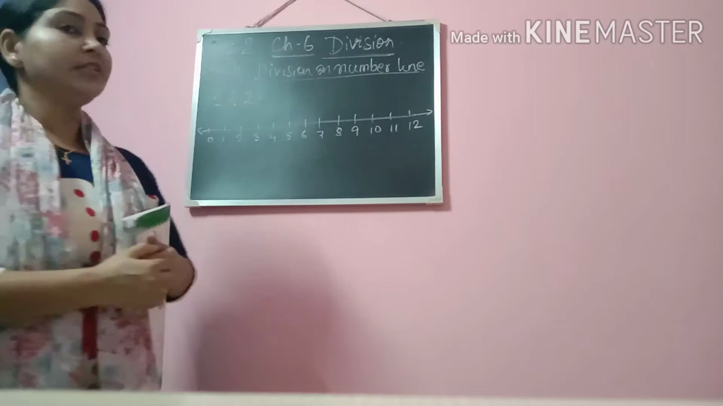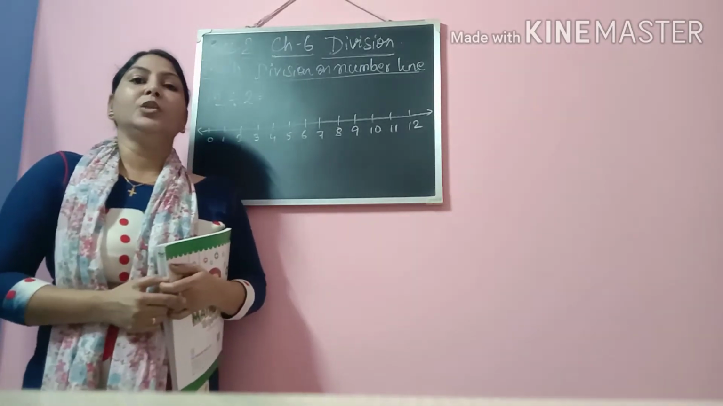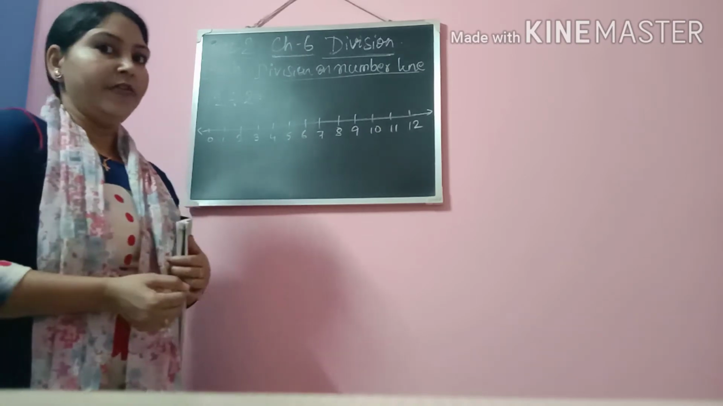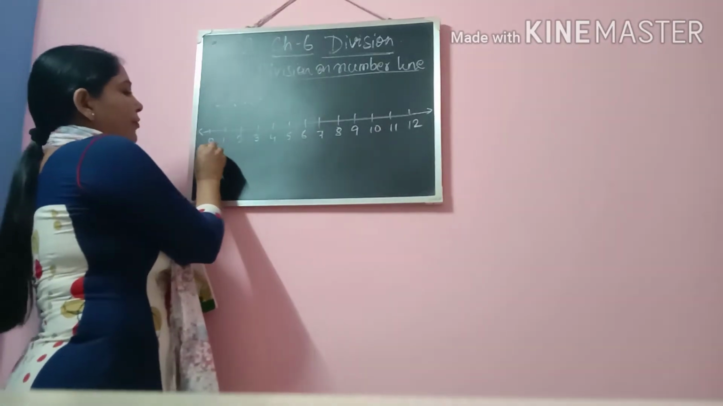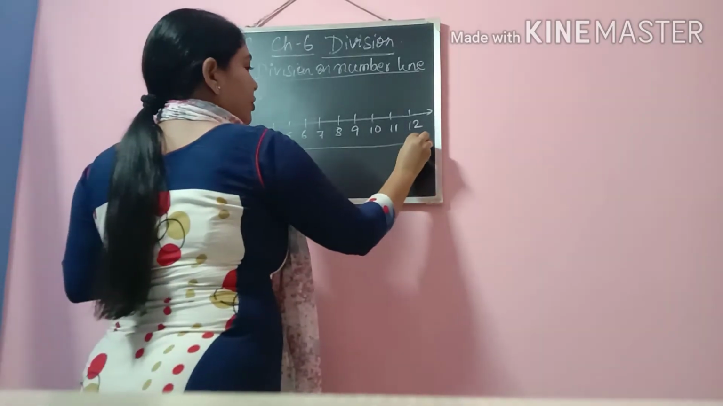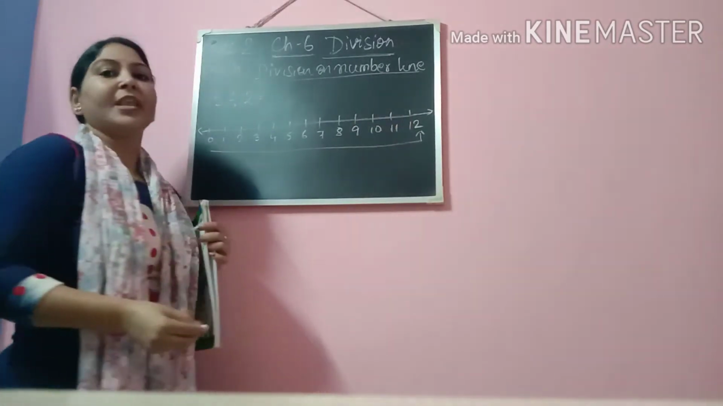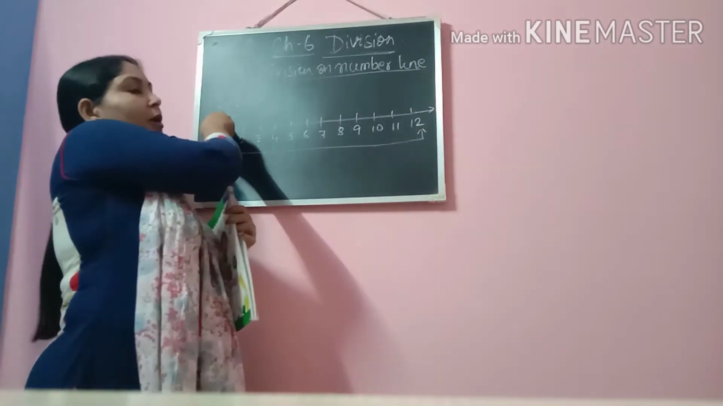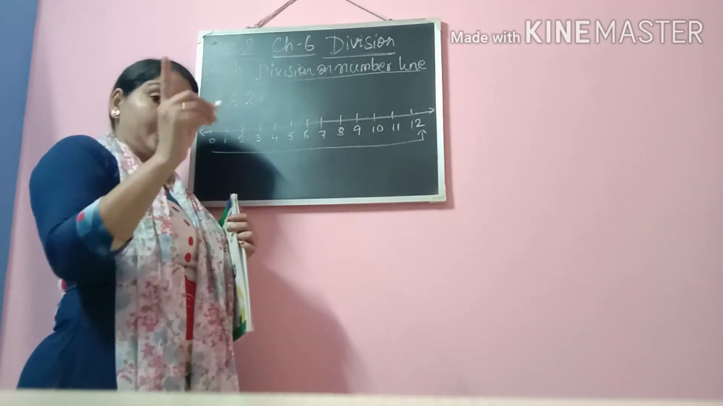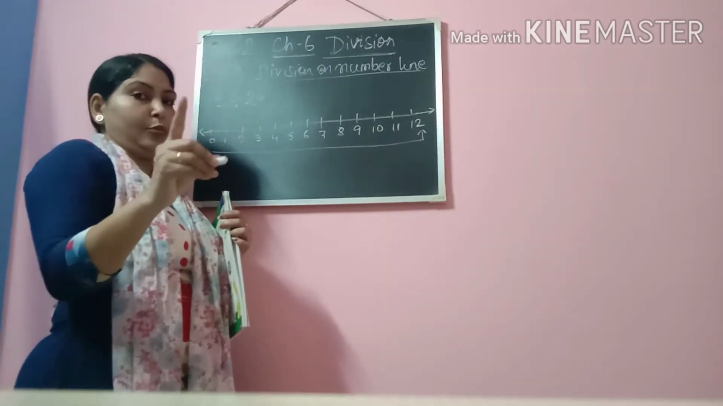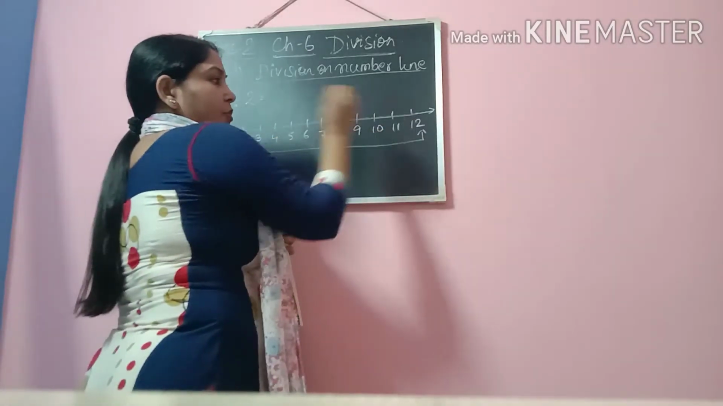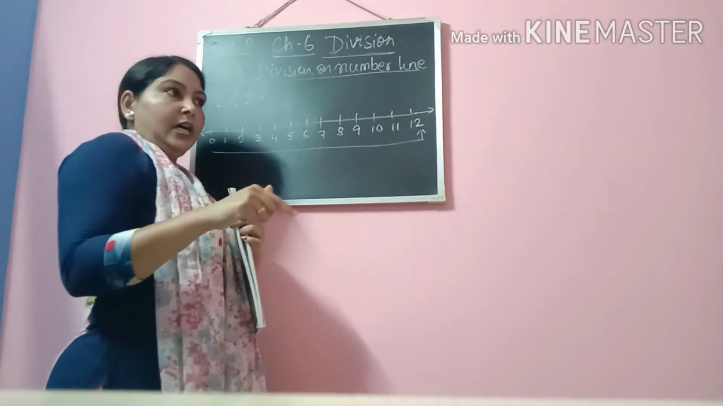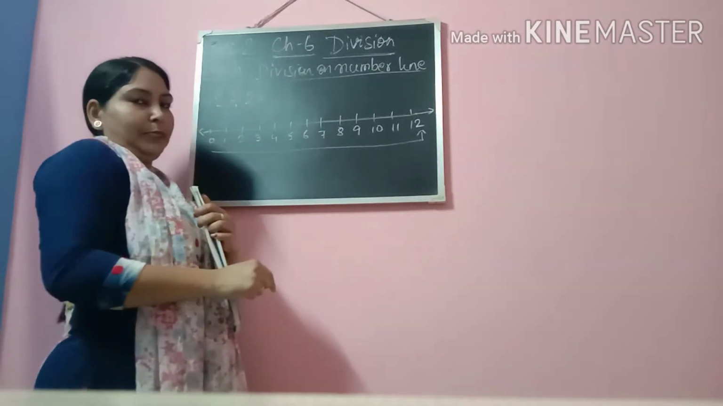You can see here one example, 12 divided by 2. Now how to do this on the number line? First of all, from 0 we will first move to 12. We will start division on number line from 12 because we are dividing 12 by 2. So we will start from 12, and every time 2 is getting subtracted.